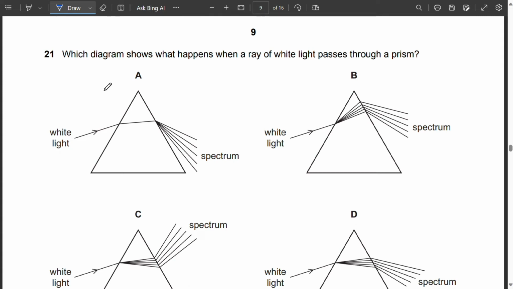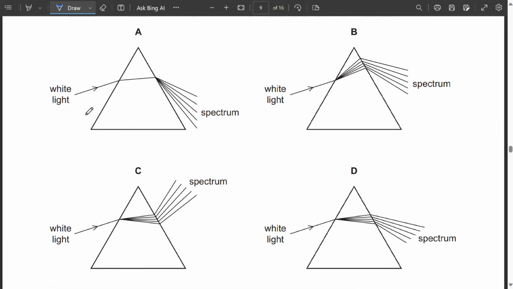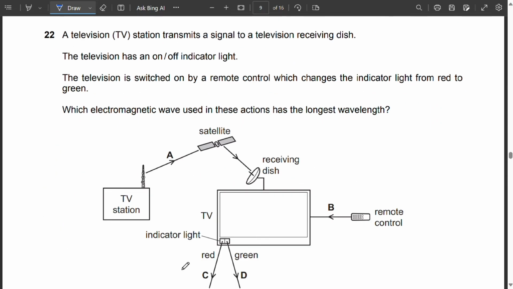Okay, 21st. Which diagram shows what happens when a ray of light passes through a prism? We all know that when it passes through a prism, it forms a spectrum. You can refer to the diagram in the book also. You can see this is not correct, this is also not correct, this is going up, so not correct. This is the correct one. This is the perfect figure for the spectrum. You can refer to it from your book also, but you should know that this is the correct one.